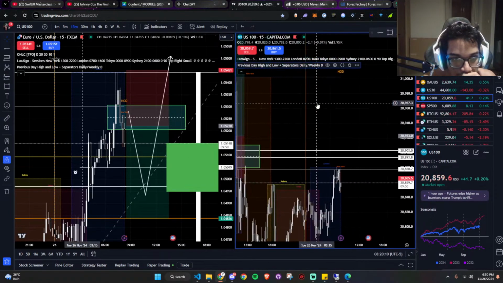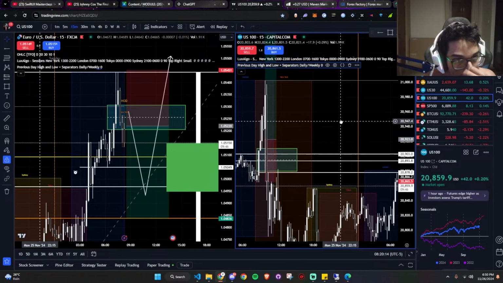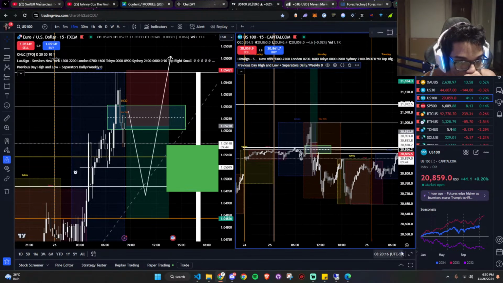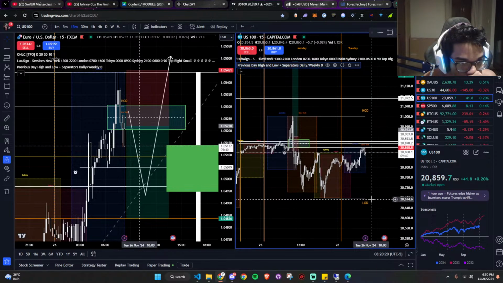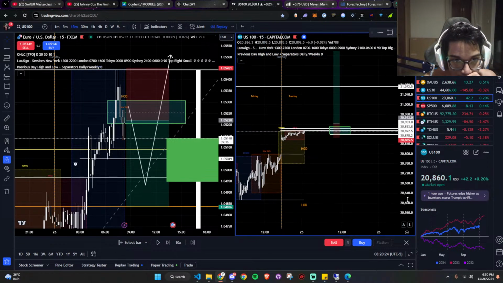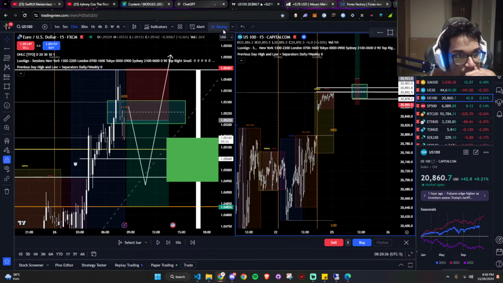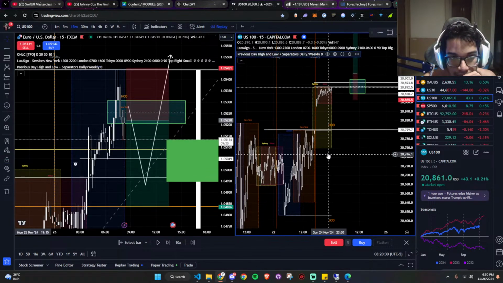High of day seems to be alright. I got burned today, so I'm gonna be a little cautious. The high of day was sweeping liquidity, but let me mark out these ranges.